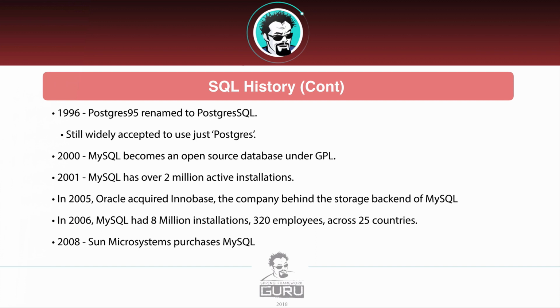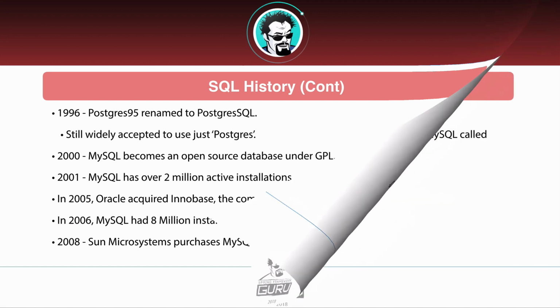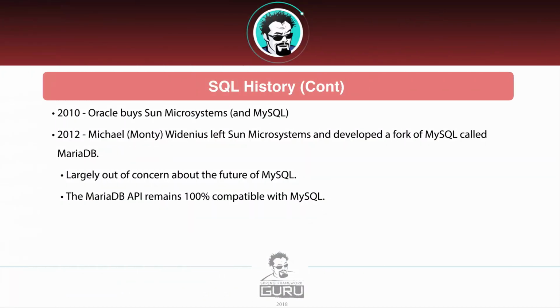In 2008, they were getting very popular, and Sun Microsystems purchases MySQL, and this is an important acquisition. So it does cause some changes downstream, because shortly thereafter, Oracle buys Sun Microsystems, and with it, they get MySQL. And this caused a lot of controversy in the community because Oracle was just dominating the commercial database market, and people were worried that Oracle was going to end the open source of MySQL.